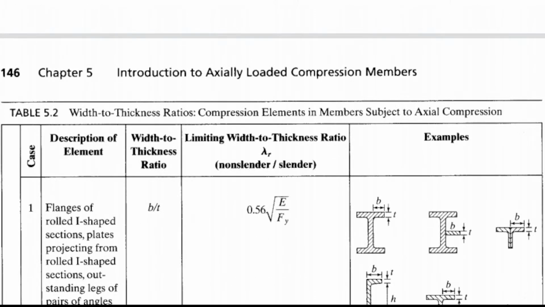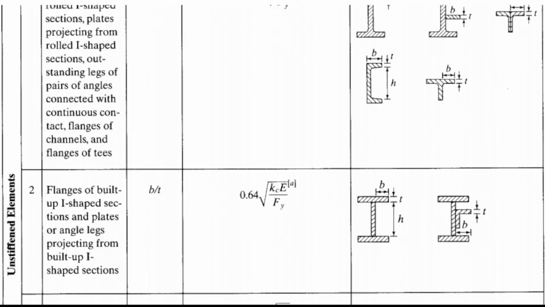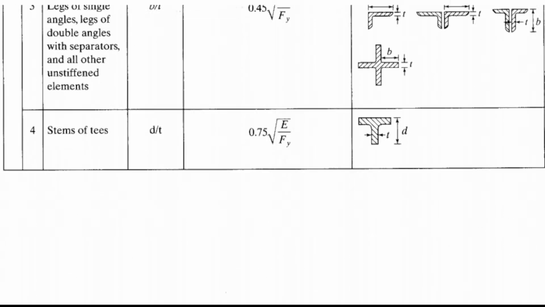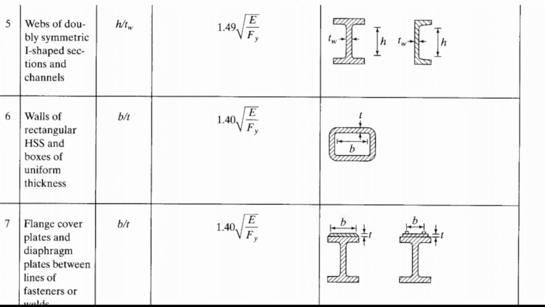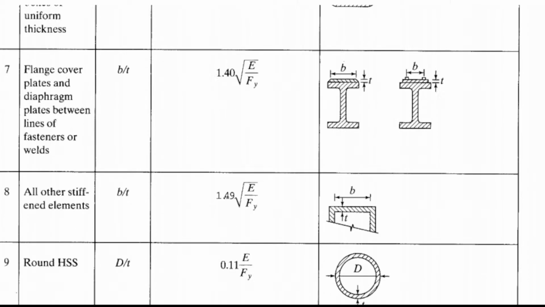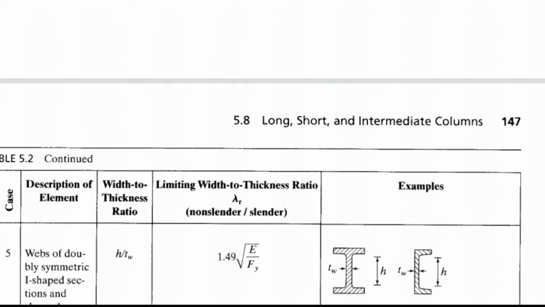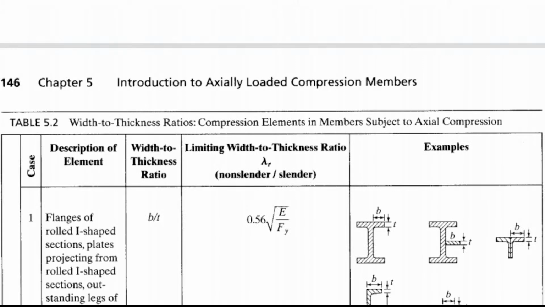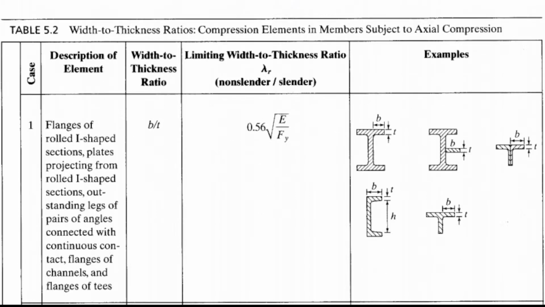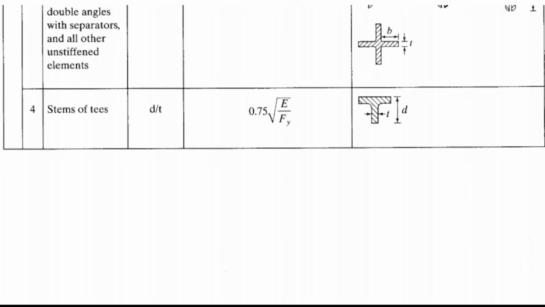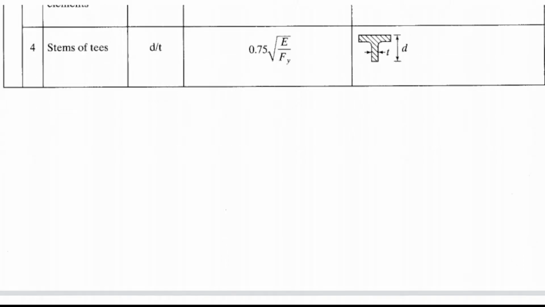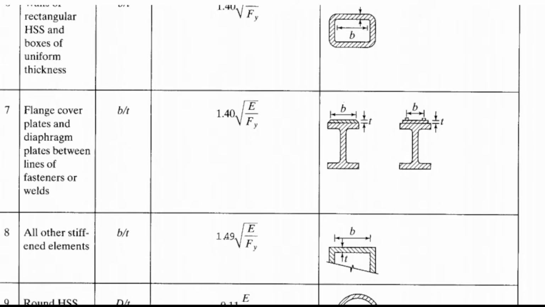So these are the differences in the table: 0.56, 0.64, 0.45, 0.75, 1.49, 1.4, 1.4, 1.49, 1, then 0.11. Do you follow? So usually b over t, b over t. Now we have d over t, lowercase d over t. Then we have capital D over t.